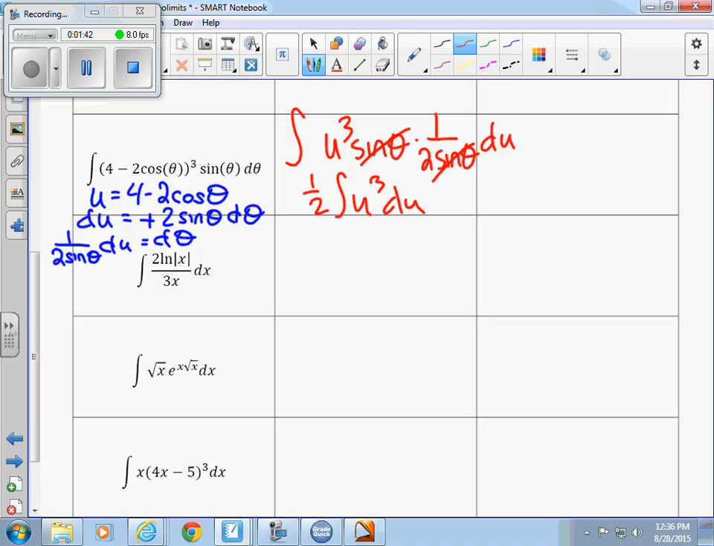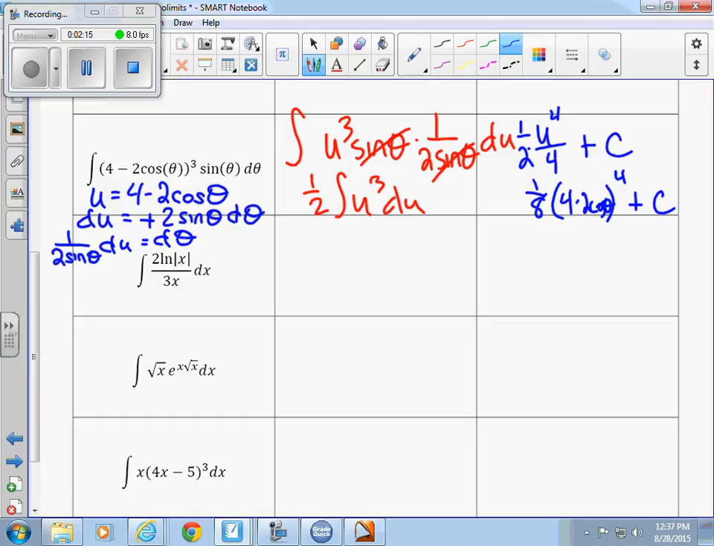I can anti-differentiate u to the 4th power divided by 4. I go too fast. So I get u to the 4th power divided by 4. The 1/2 is still out there. Let's see. So 1/8. And what is u? Any questions about that?